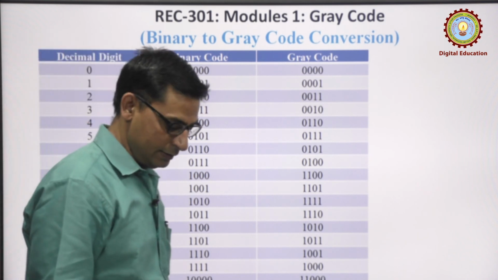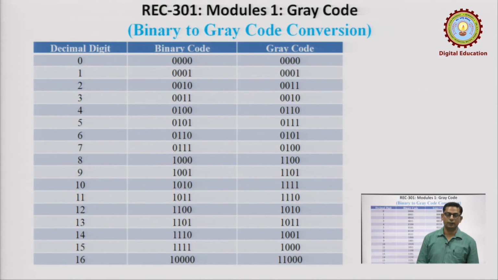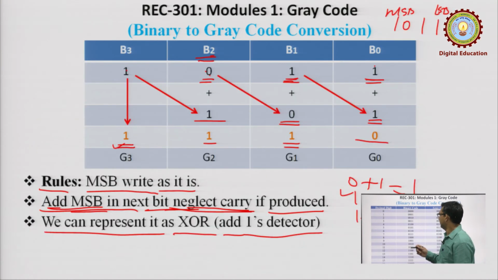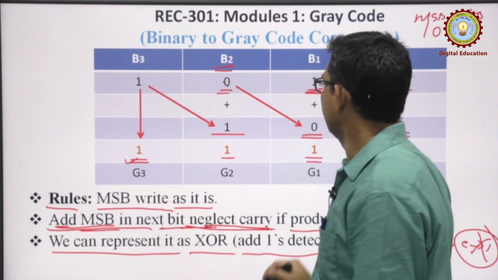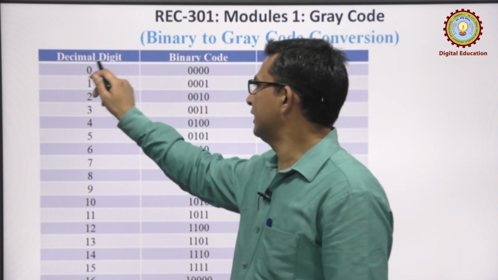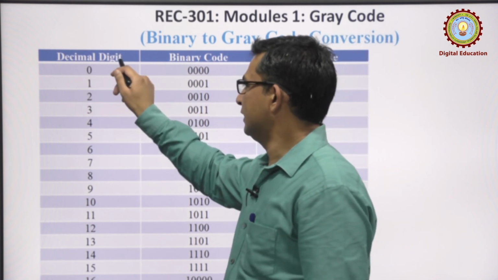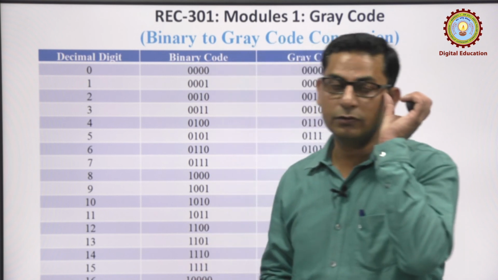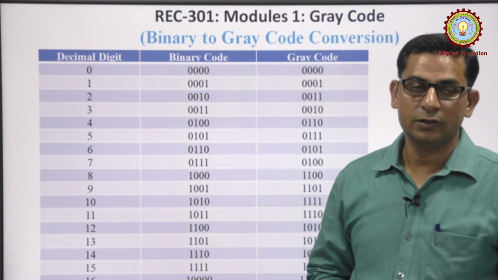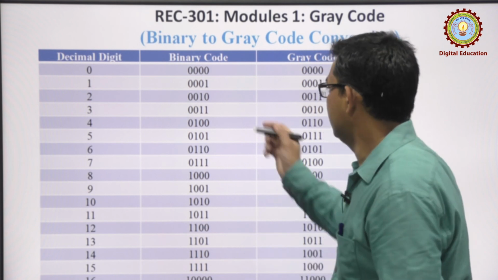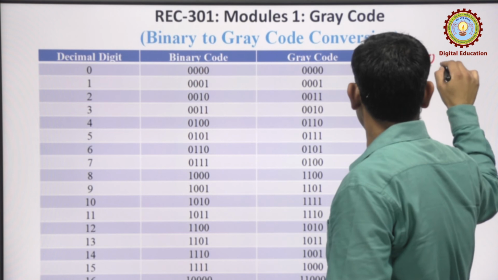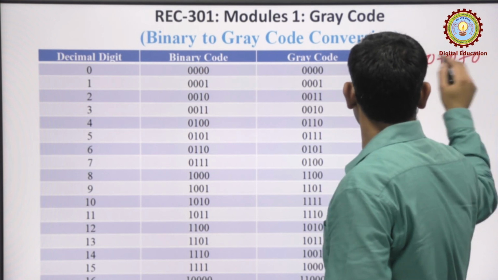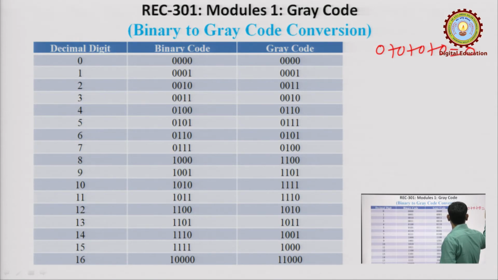Now, binary, this is the table. Using the same example, we can get any table, like 1 0 1 1. So, we can get this table also. If we have the decimal digit 0 and we want to get the binary code, the binary code will be 0 0 0 0, because we know 0 plus 0 plus 0 plus 0 is equal to 0.